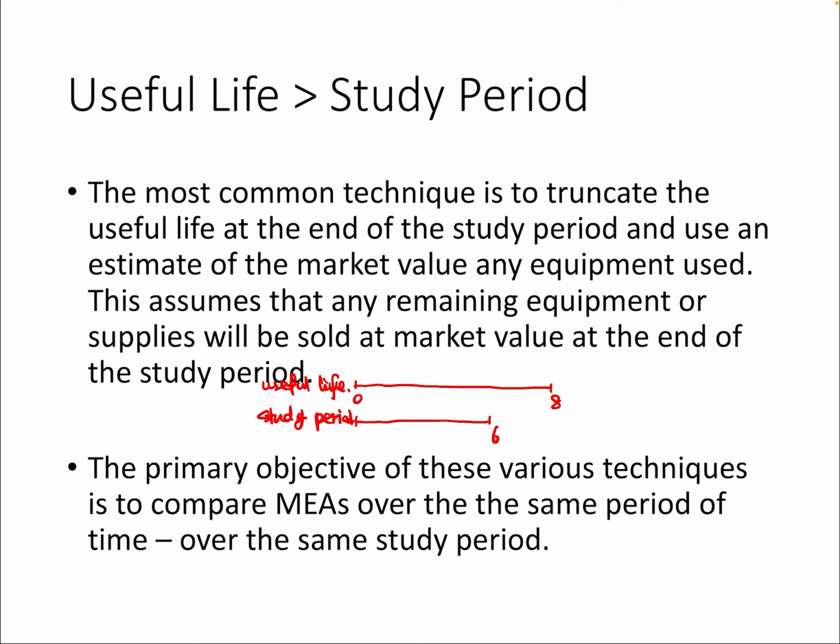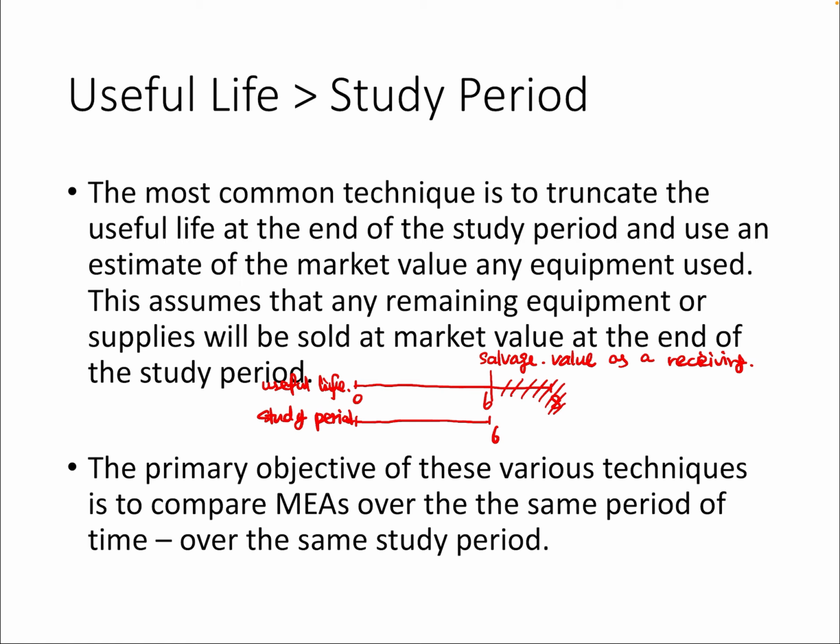Okay, so how do you do that? By this method, it means you truncate at the end of the 6 years, at the end of the study period, and you assume that you will sell this equipment to a market, so you have a salvage value as receiving at the end of the study period. Okay, so you don't have this at all. Okay, so that's the first method.